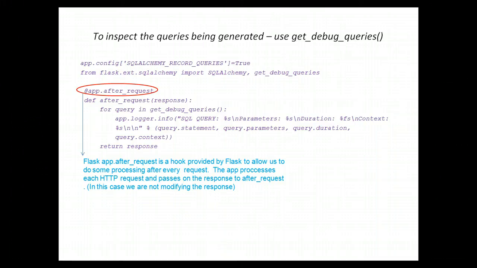So anytime there is a query that is made to the database, I'm going to log it. And you can use this, or you can just use get debug queries. You can just call this function inside your code, inside your view functions, wherever you want to actually see the generation of queries.